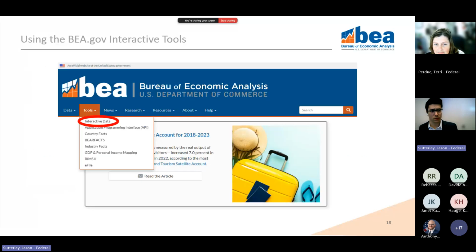So moving on, we're just going to essentially run through the bea.gov website to show you how to get to the interactive data. If you start at bea.gov, you'll be greeted with the banner here on the home page. On the BEA banner under Tools, just keep your mouse there, a little drop-down menu will appear, and you'll be able to select interactive data as your first option.